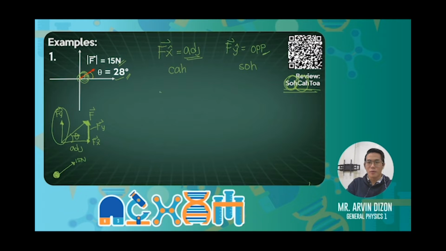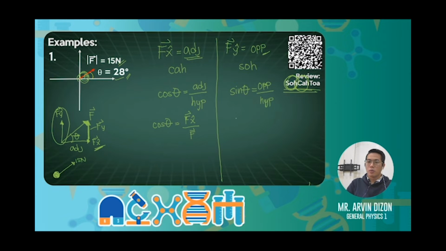Now, plugging that in, we have cosine theta is equal to the adjacent side over the hypotenuse. We'll have here sine theta is equal to the opposite side over the hypotenuse. Next step would be to put our values here in relation to our situation. So we're going to have cosine theta, where the angle is 28 degrees, is equal to the adjacent side. And in our situation, the adjacent side should be our Fx. So that would be Fx over the hypotenuse. The hypotenuse now is our resultant vector, which is F. So we're going to write here F.